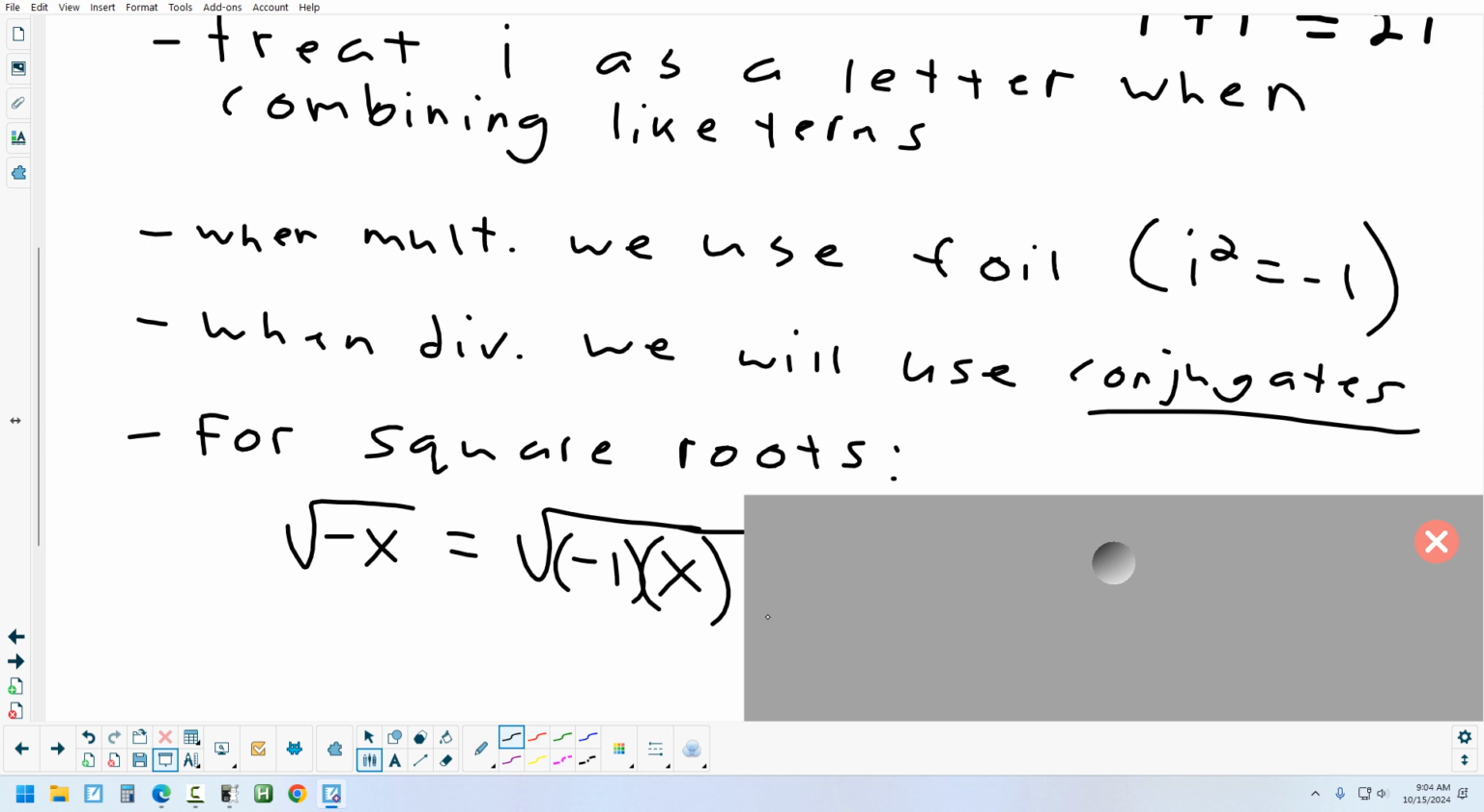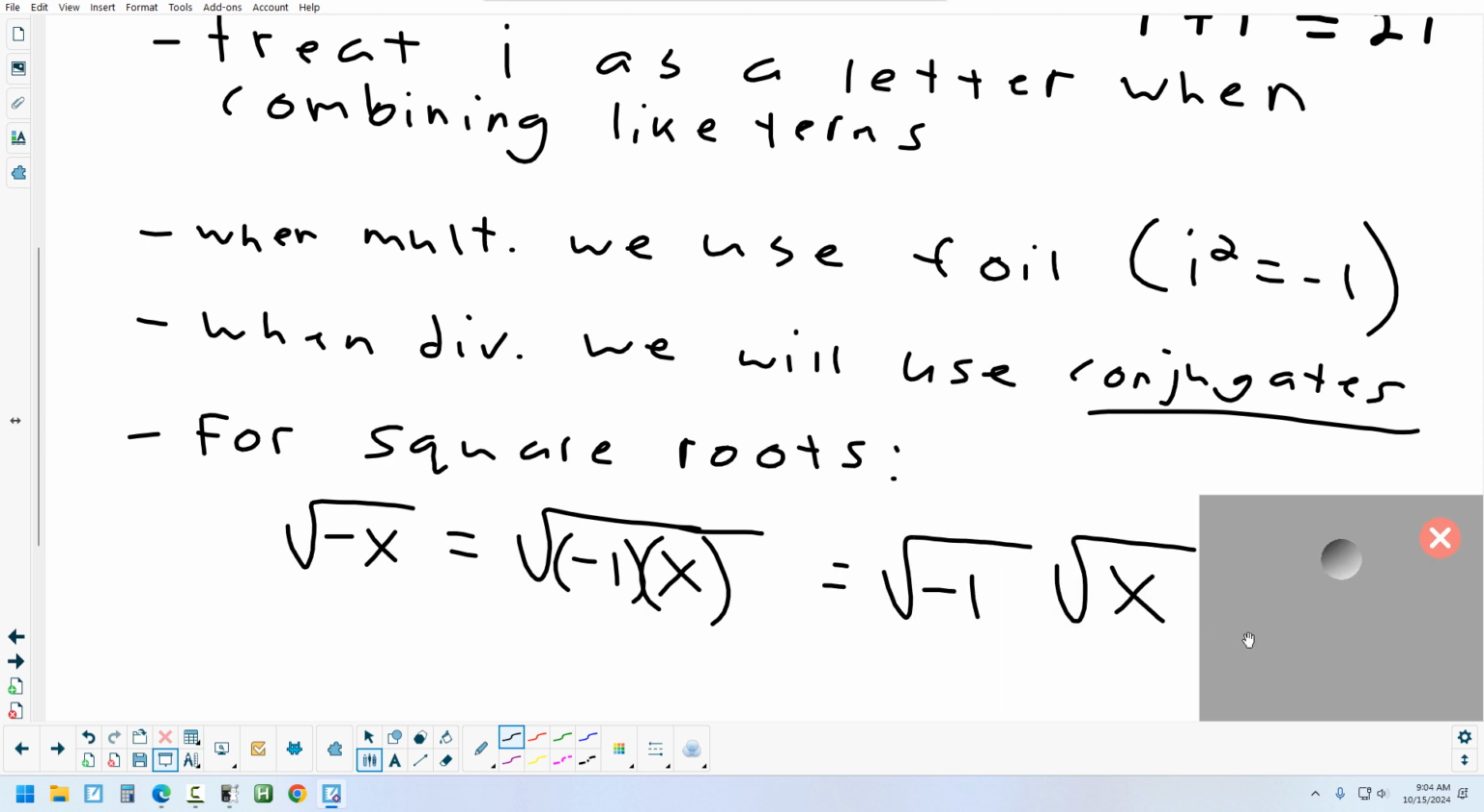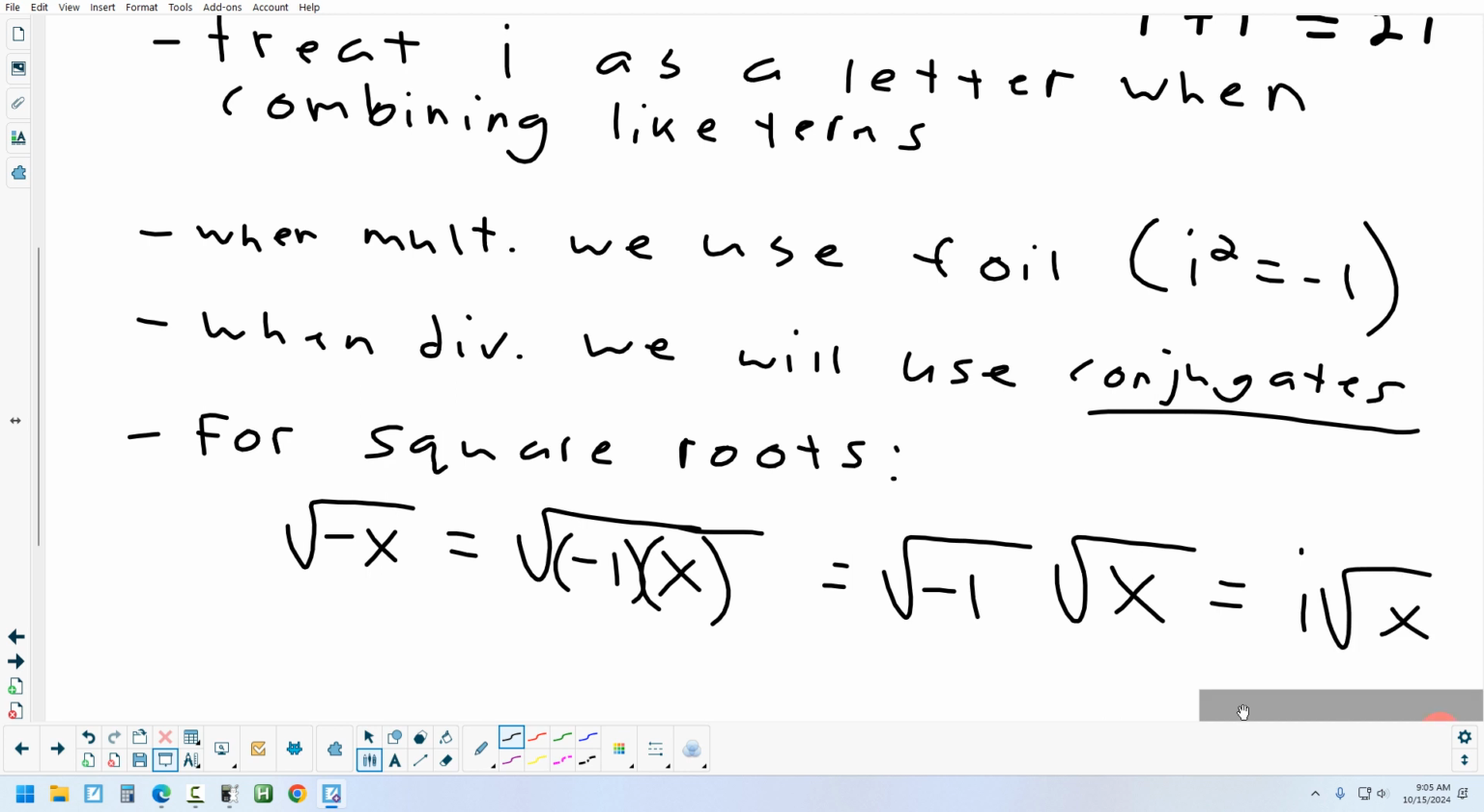Now, when you have a product under a root, you can separate it into two roots. Each factor under the root gets its own square root. And what is the square root of negative 1? Square root of negative 1 would just be i. Yeah, it would be i. So the way we would write the final answer there is i square root of x.